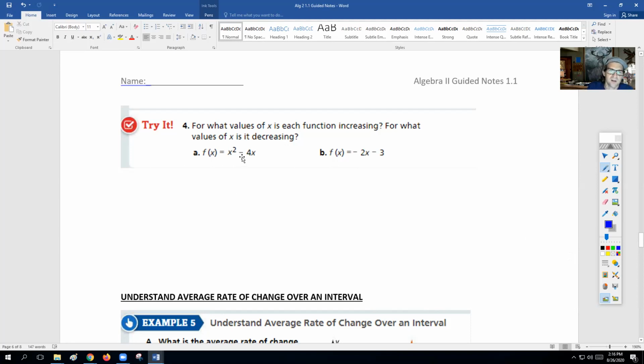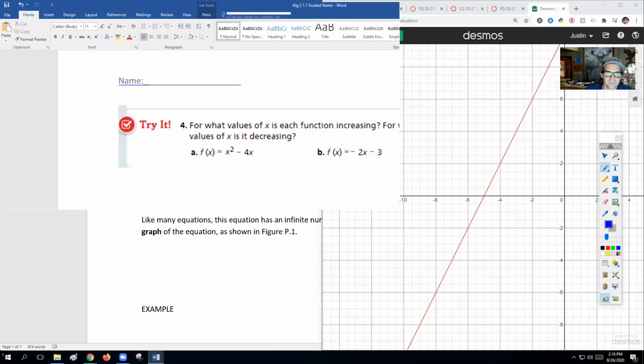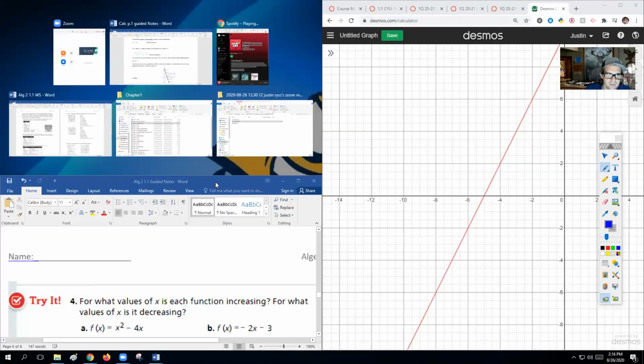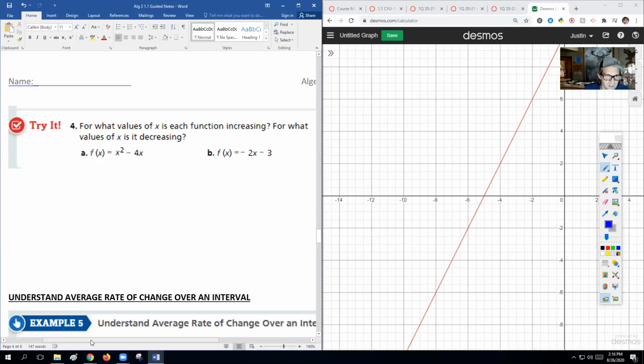All right, we got these two problems here. We're going to figure out where they are increasing or decreasing. And I'm going to split screen this here because I think Desmos is going to be our friend when it comes to this. Can I put them both on the screen here?